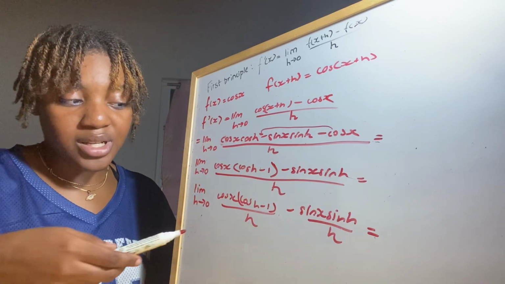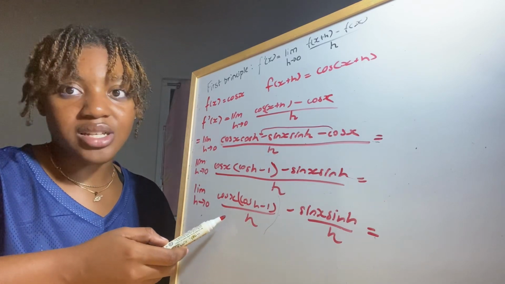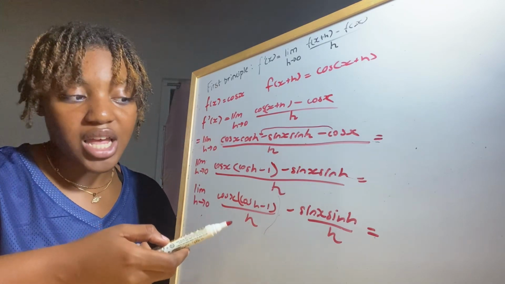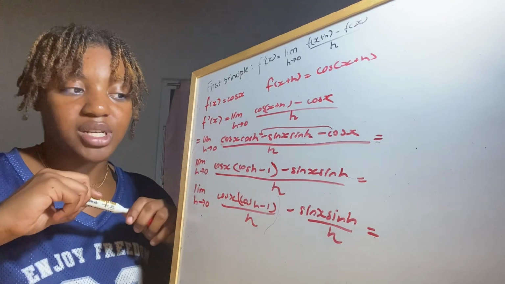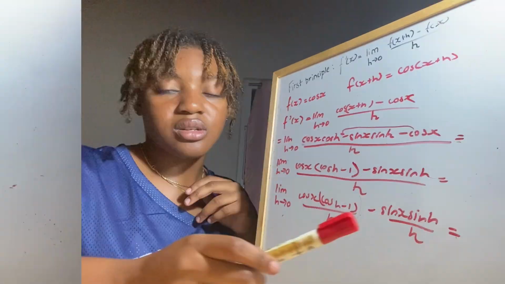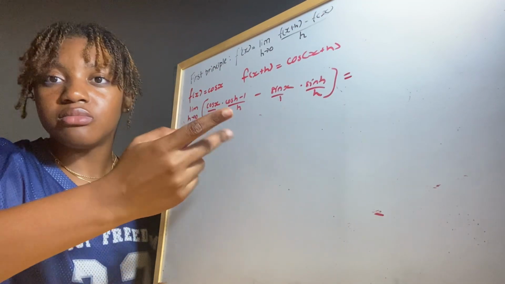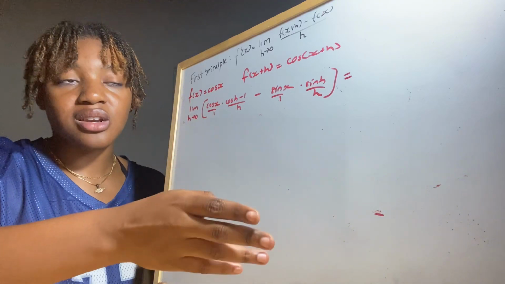And what we're going to do is kind of split this fraction, where we're saying cos x over 1 times cos h minus 1 over h, if that makes sense. And we're going to do the same thing with this. So this is what we have when we basically treat these two as two different fractions instead of the one.